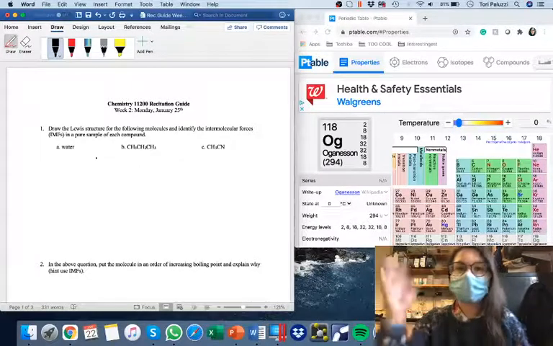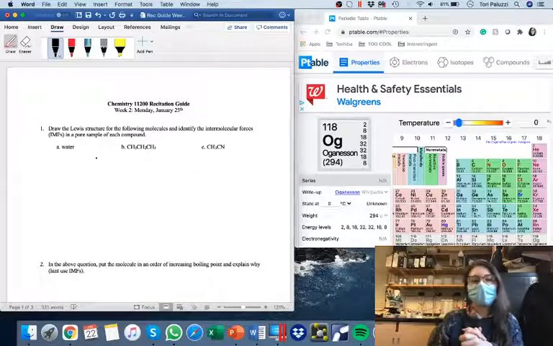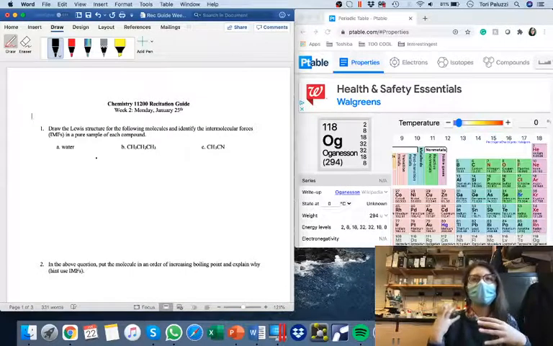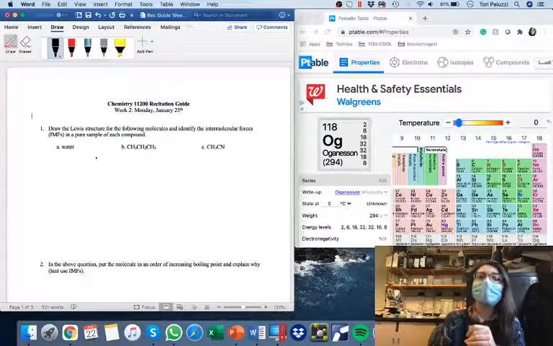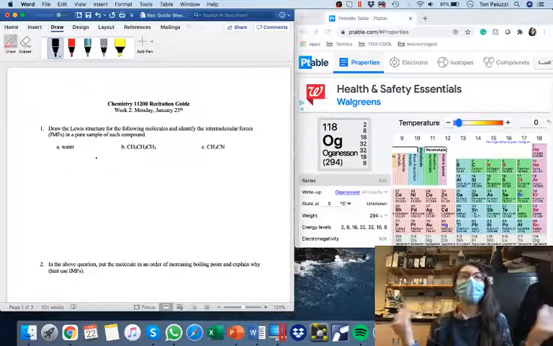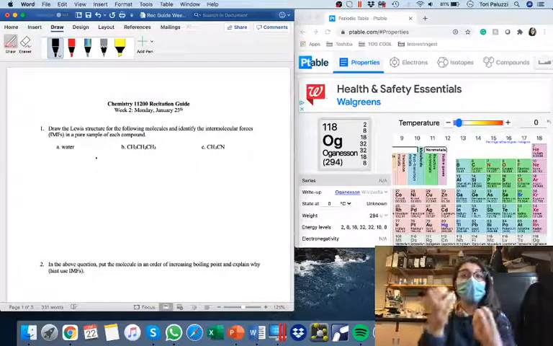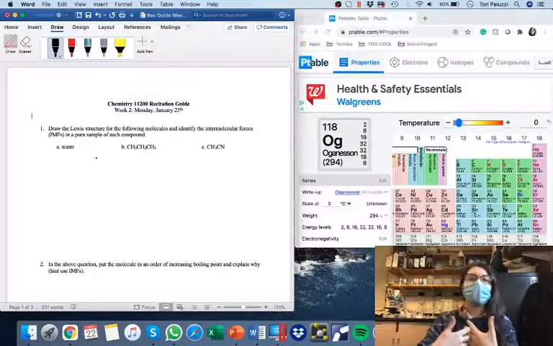So I'm just going to get right into it. We're still talking about intermolecular forces. We're still talking about how things interact with each other. Again, inter is between molecules. When we say intra, that means within itself.